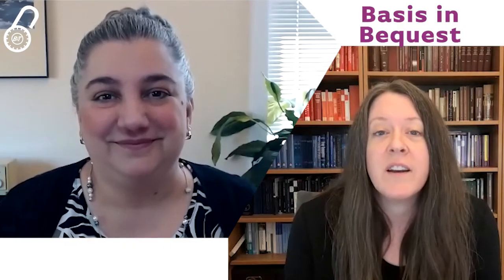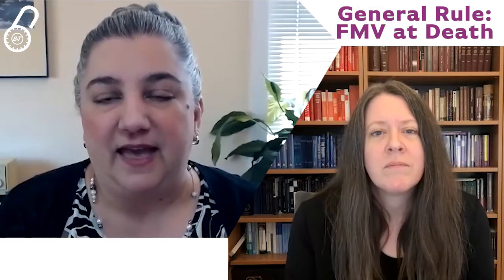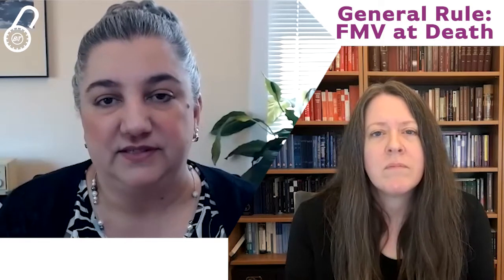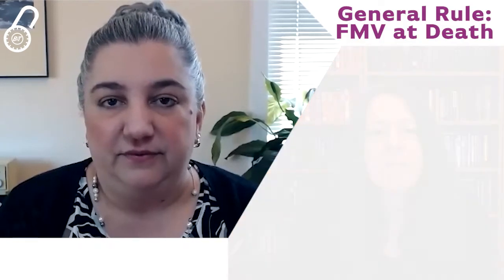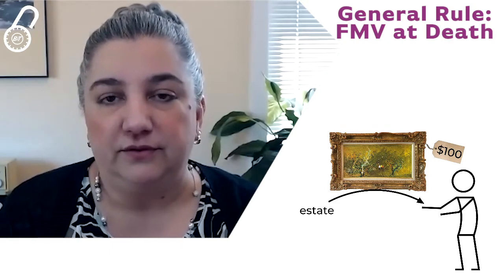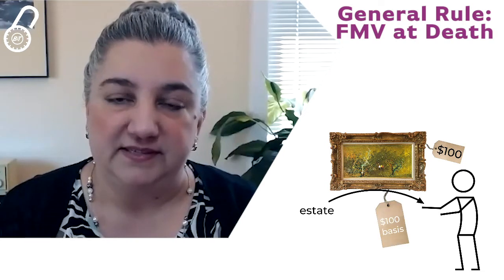Well, we went from pretty simple to kind of complicated in one little step. Let's see what happens when we get to bequest and inheritance. So the rule is actually quite a bit simpler, and that is the fair market value of the property at the time of the decedent's death. That's the basic general rule. So what that means is if someone passes away owning a painting that's worth $100 and I inherit it, I take a $100 basis in that painting.